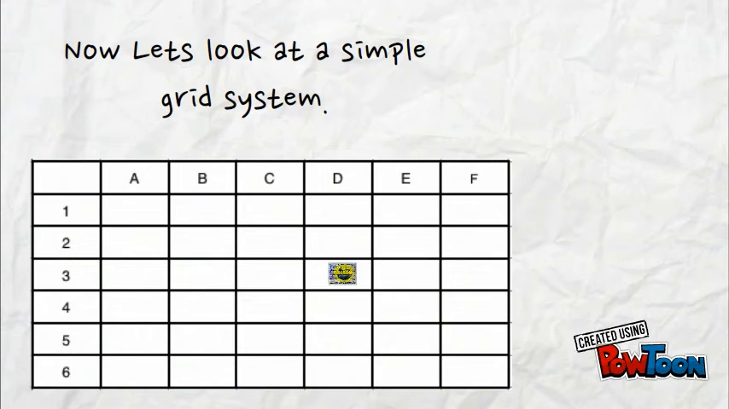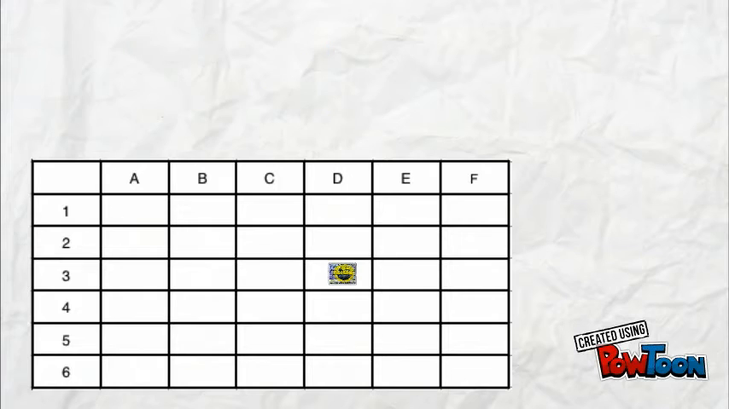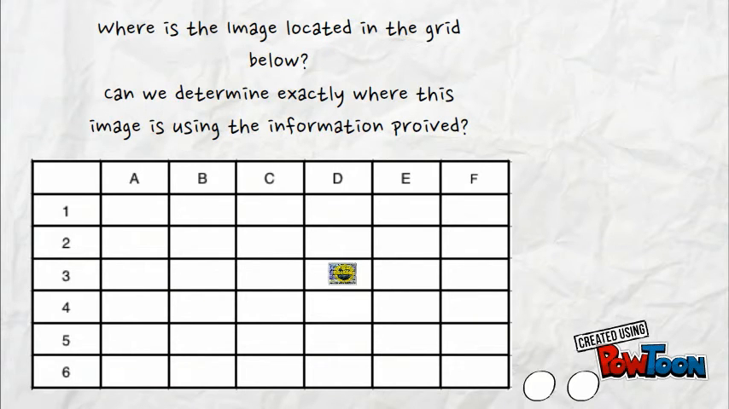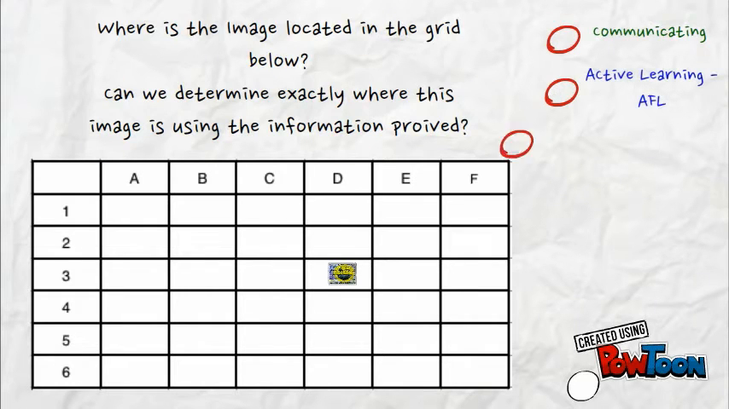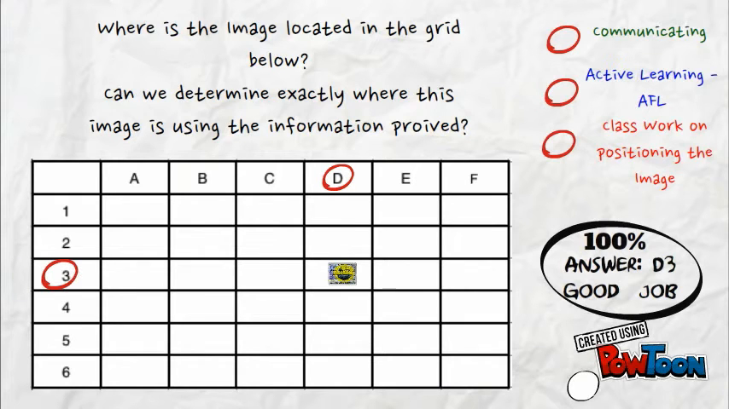Now, let's take a look at the simple grid system below. Can we determine exactly where the image is using the information provided? Do we use letters, numbers, or a combination of the two? Have a think. Excellent, both. D3. Good job.